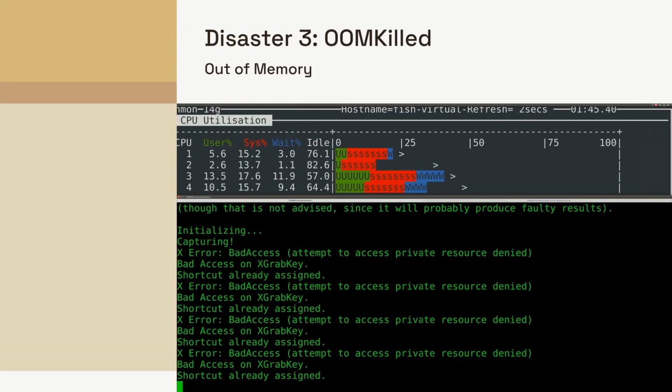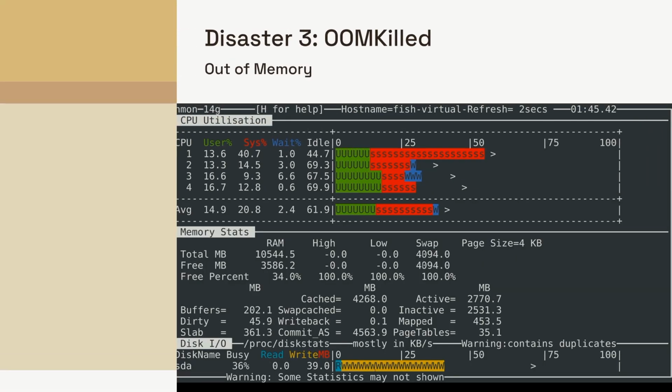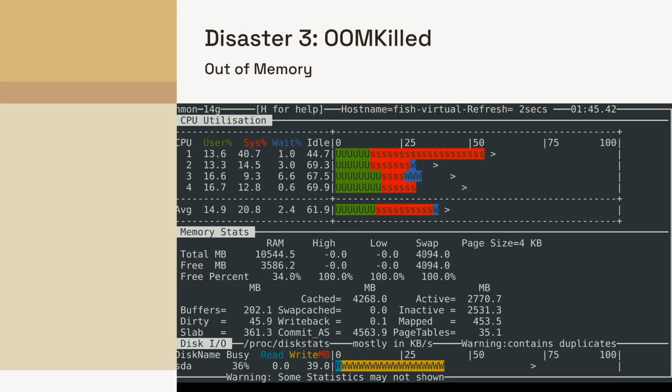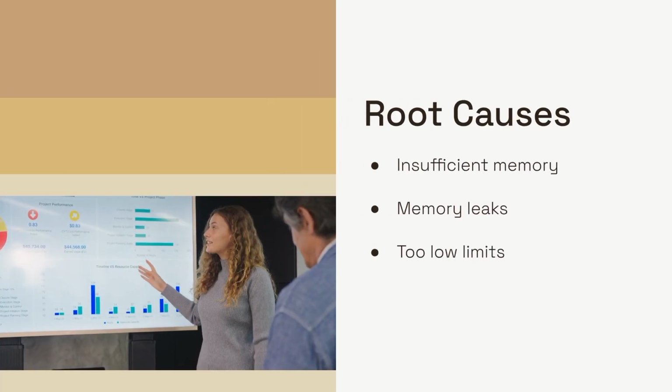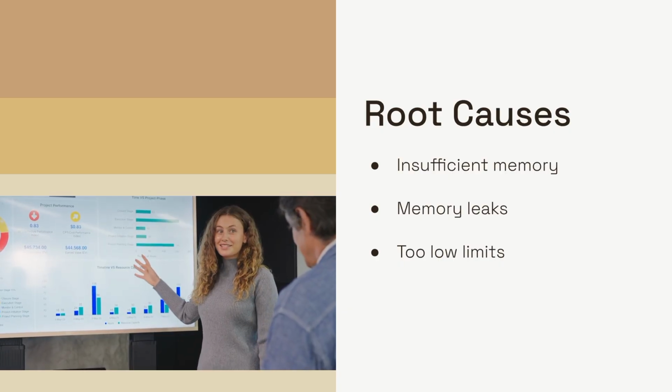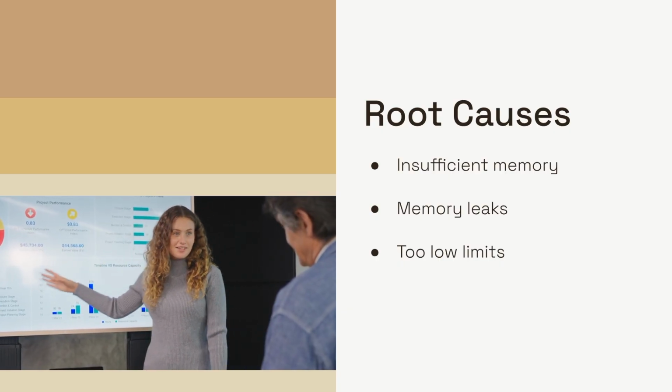OOM killed, or out of memory killed, means your container exceeded its allocated memory limit and was terminated by the kernel. This is a clear resource constraint issue. The primary cause is setting memory limits too low for your application's actual needs, or having a memory leak in the application itself that causes gradual consumption.